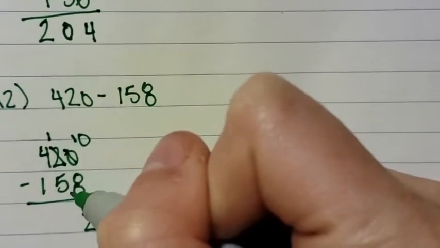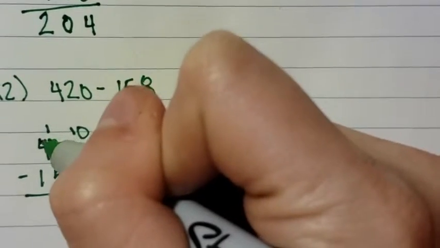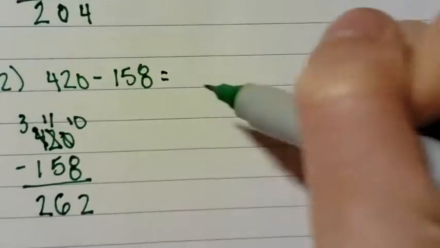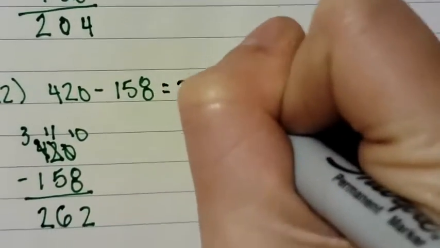1 minus 5, we can't do that, so we have to come over and borrow from the 4. So 4 becomes 3, and the 1 becomes 11. So 11 minus 5 equals 6. 3 minus 1 equals 2. So 420 minus 158 equals 262.